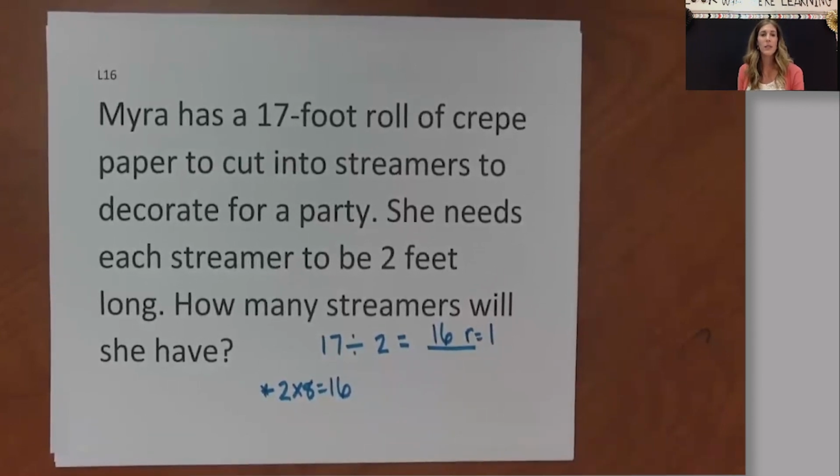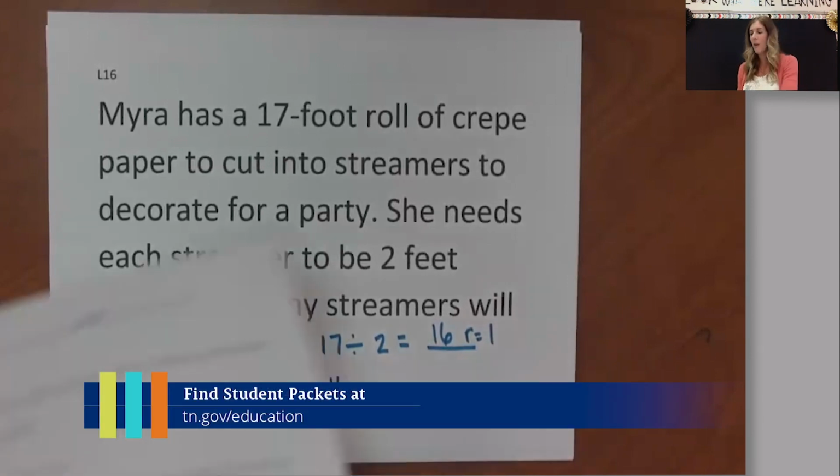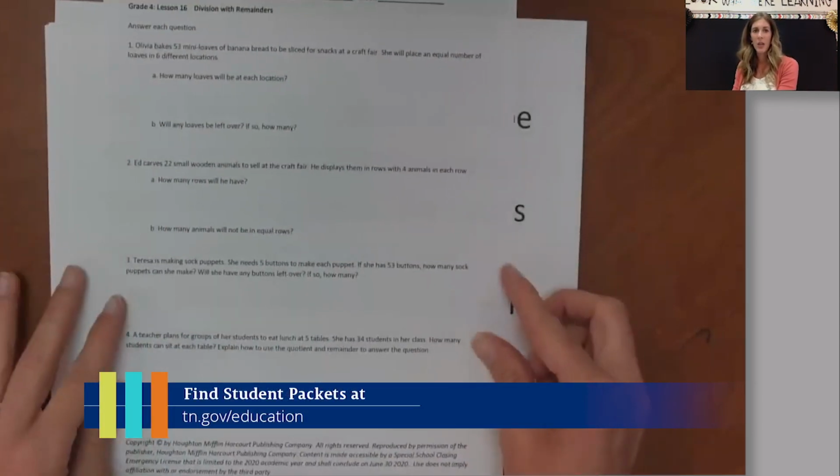Great work, everyone. Today we practiced division with remainders. I hope you're seeing that sometimes when you divide, you'll end up with some left over. You really did a great job. Here in a minute, I'm going to show you some problems that you can practice on your own for independent work. You can also find these problems in a printable version at www.tennessee.gov/education.